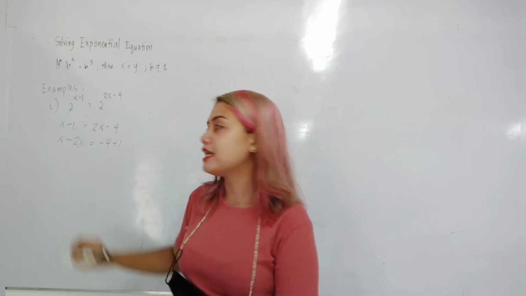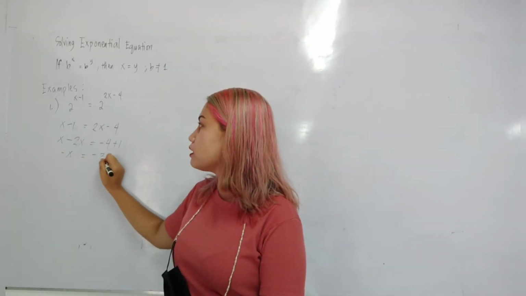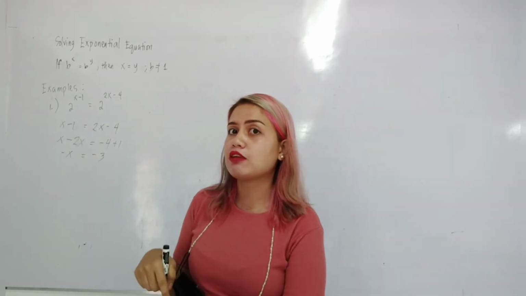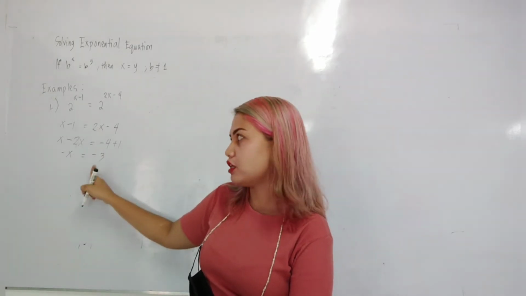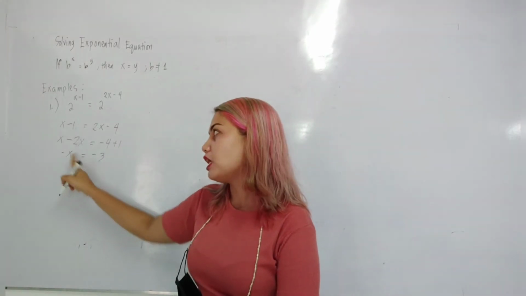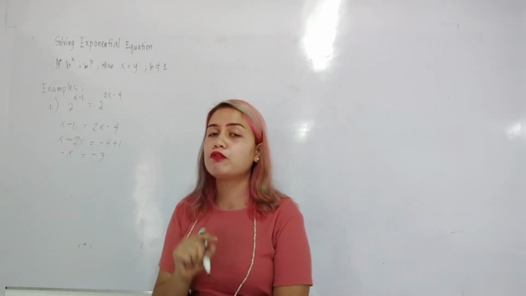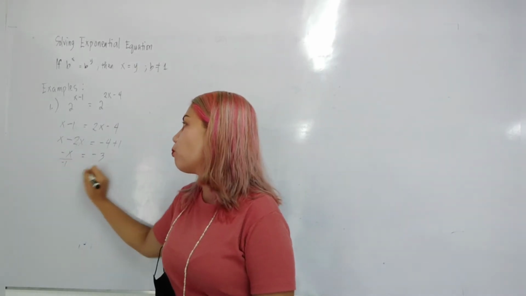x minus 2x, that is negative x. Negative 4 plus 1, that is negative 3. Unlike signs means you need to subtract, and you copy the sign of the larger number. Since 4 is the larger number and its sign is negative, that's why our answer is negative 3. And as you have noticed, our variable has a negative sign, therefore we need to omit that by dividing it by negative 1.